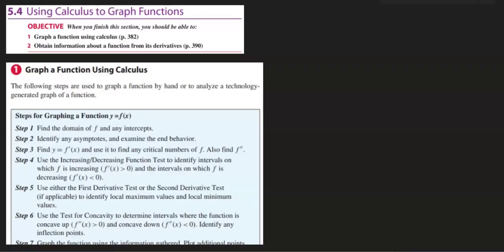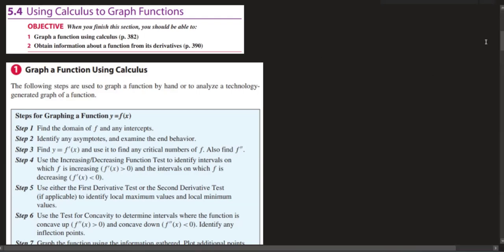All right, guys, Mr. Antonucci here, and in this video, we're going to talk about section 4, using calculus to graph functions, and our objectives are to graph functions using calculus and obtain information about a function from its derivative. Now, when you're graphing functions using calculus, there's this 7-step process that we're going to follow here. I'm not going to read all through this because we're going to do this as we go through a specific example here.